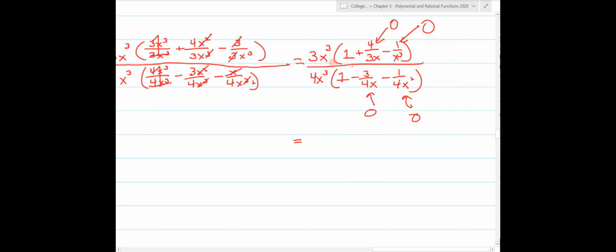So what does that mean to us? That means that on the top, we really have 3x cubed, and that stuff is going to go to 1, right? 1 plus 0 minus 0. Just 1. So you have 3x cubed times 1. On the bottom, you have the same thing. You have 4x cubed, and then you got 1 minus 0 minus 0. Well, that's just 1. So this thing here is 1 times the 4x cubed. So that's what you have right there so far when x gets really, really, really, really big, right?